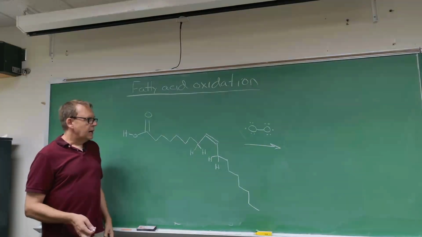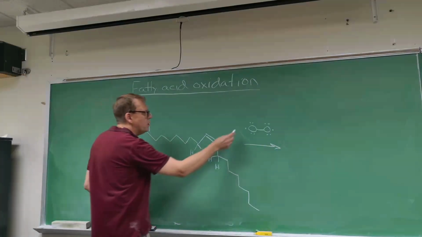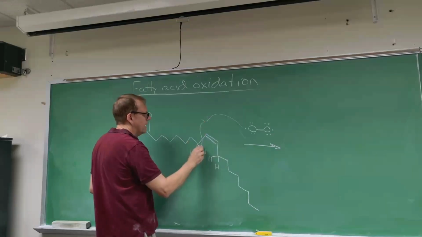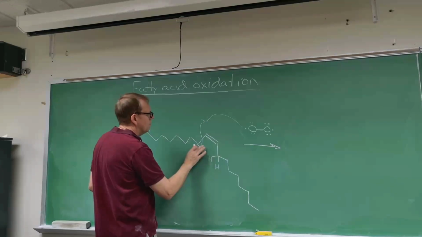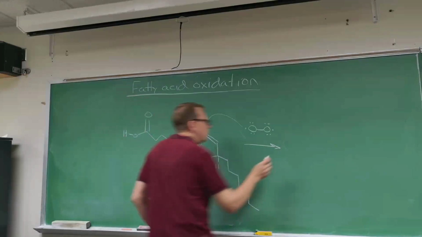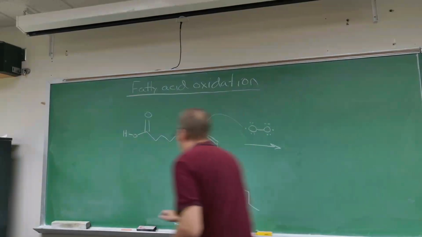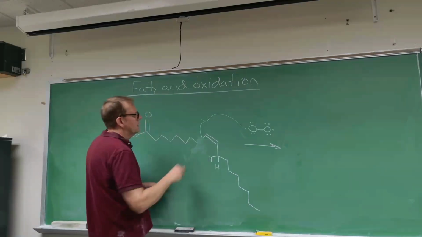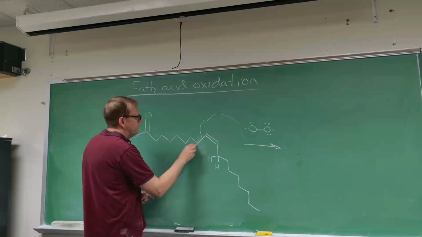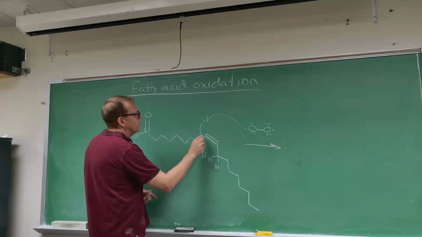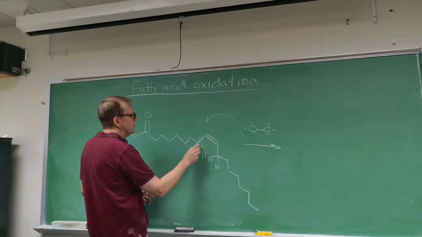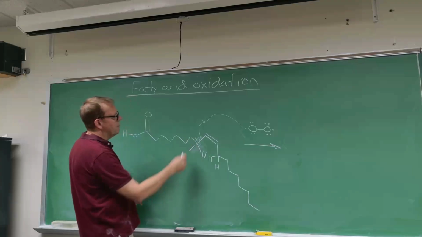So anyway, what can happen is an O dot can react with one of the H dots in this fatty acid. Let's see, and then that goes there. I want to make this a little bit bigger and more clear. So the O dot grabs an electron off the H dot, and the other electron in that bond goes to that carbon.